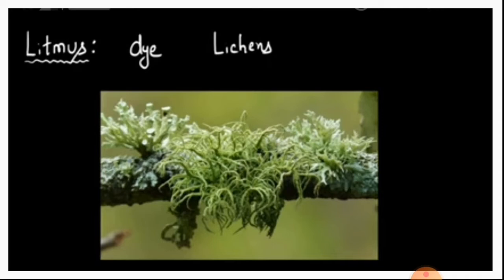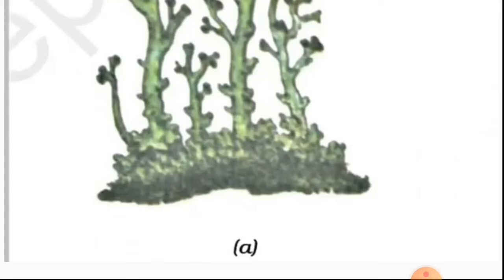Students, as you learnt in previous classes, lichen is an example of a symbiotic relationship. In symbiosis, algae and fungi grow together and both help each other for their growth. So the extract of lichen is used for the preparation of litmus, and litmus is also known as a natural dye, meaning it changes its color as per the acid content or base content.